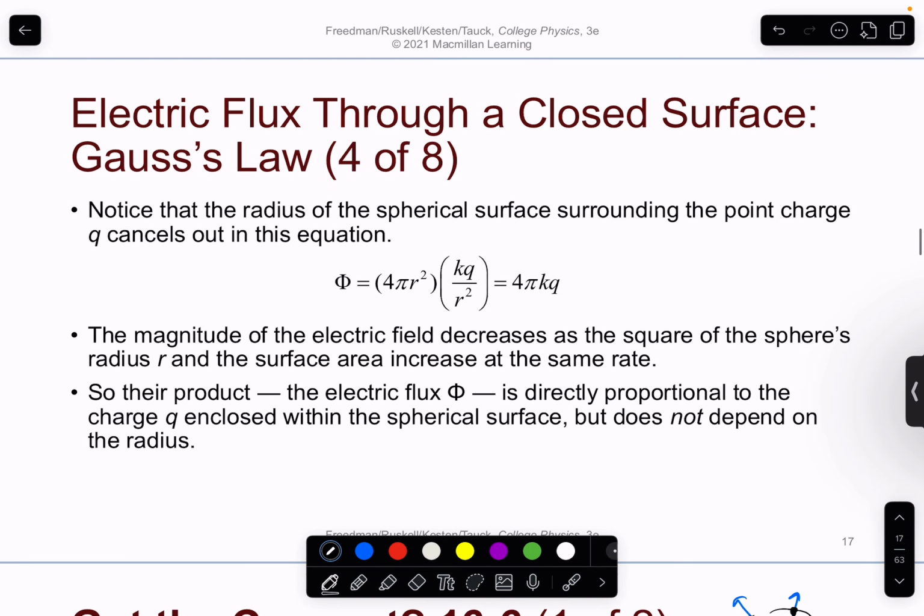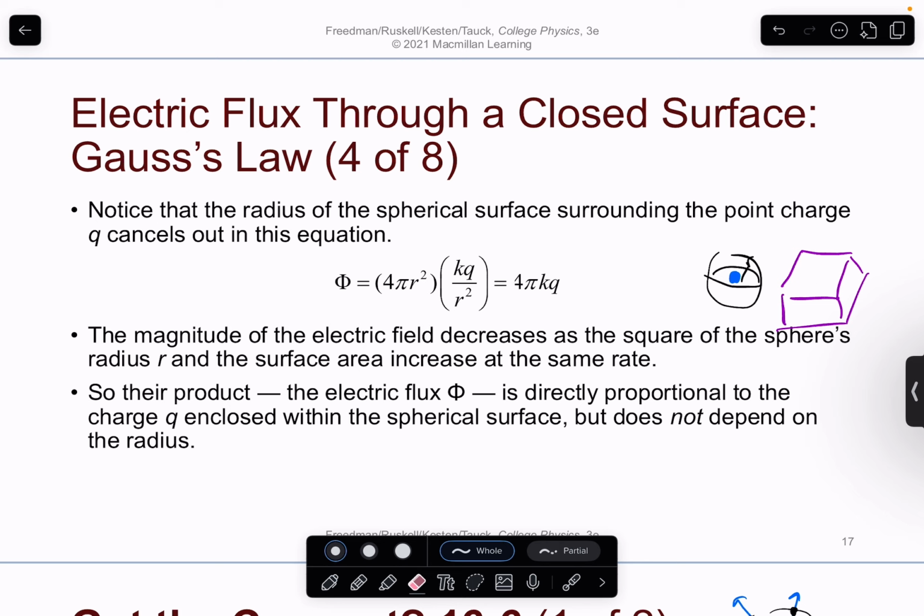So that's a really powerful statement, okay? If you have a positive charge here, if you decide to make your surface a sphere of radius r, if you decide to make your surface a cube, if you decide to put that charge off center in the cube, not directly in the middle, it doesn't matter. Your flux is going to come out to be 4 pi KQ, okay?